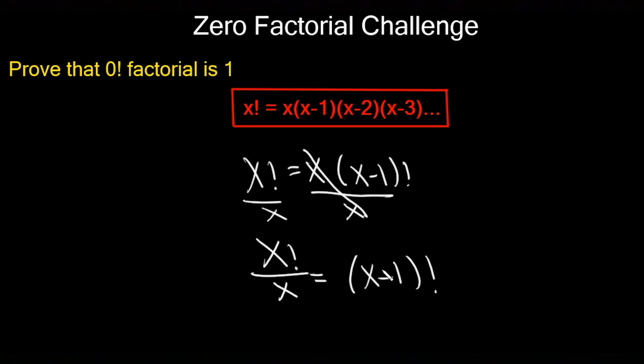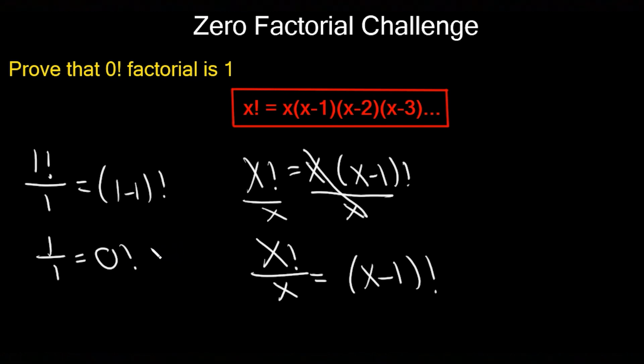And so now think about this. If I were to plug in a 1 for x, what would happen? Well, if I plug in a 1, and I'm going to go ahead and do it over here, I get 1 factorial over 1 equal to, in parentheses, 1 minus 1, and then factorial. Well, what is 1 factorial? 1 factorial is 1. And so what I end up having is 1 divided by 1 equal to, well, 1 minus 1 is 0, and then I have 0 factorial.